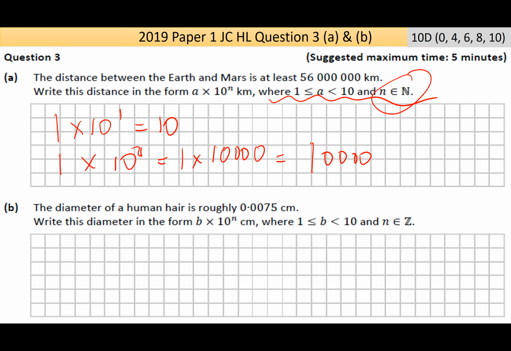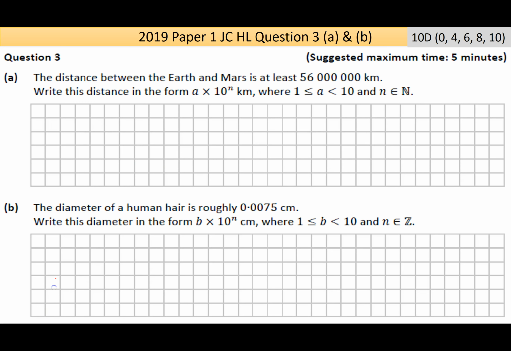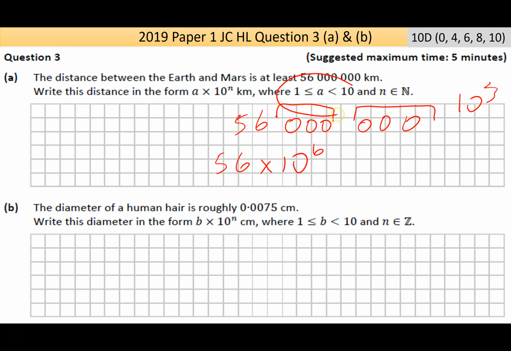Okay, so our number is a big number. We're looking here at 56 million kilometers. Now each 3 zeros is a 10 to the 3, and there are 2 of them. If I leave that there, it's 56 by 10 to the 3 by 3, which is 10 to the 6. That's scientific notation, but my number at the beginning isn't between 1 and 10. That's 56, between 1 and 100.